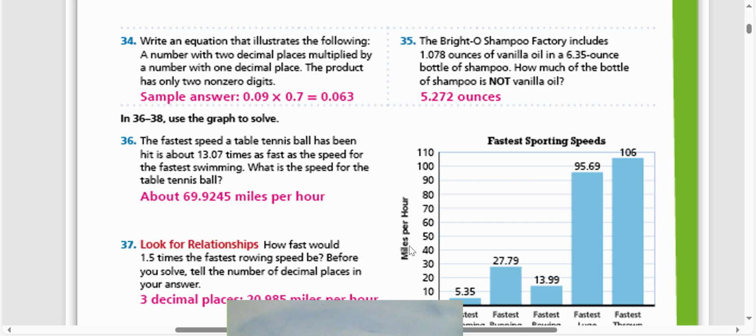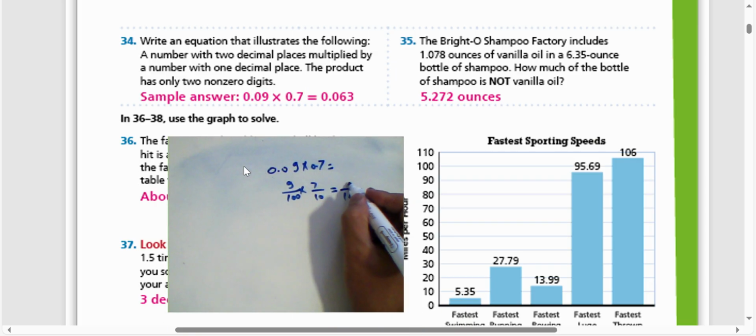And question number 34, find the product of the following decimals. 9 hundredths times 7/10. It will be 9 over 100 times 7 over 10. 10 times 100 will be 1000, and then we can multiply 7 times 9 equals 63. 63 over 1000 will be 0.063.